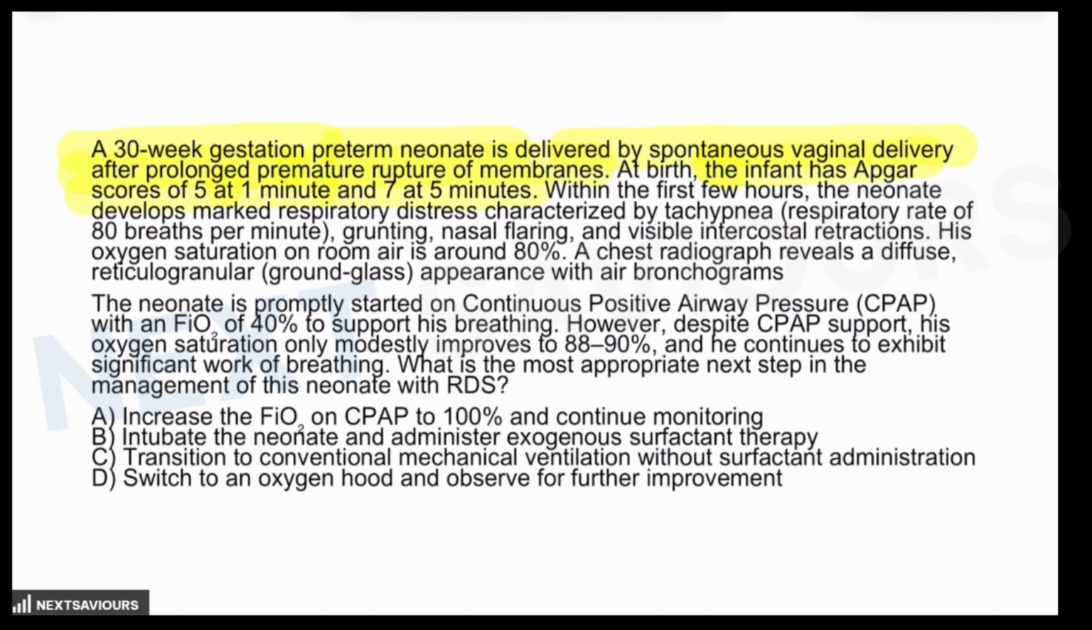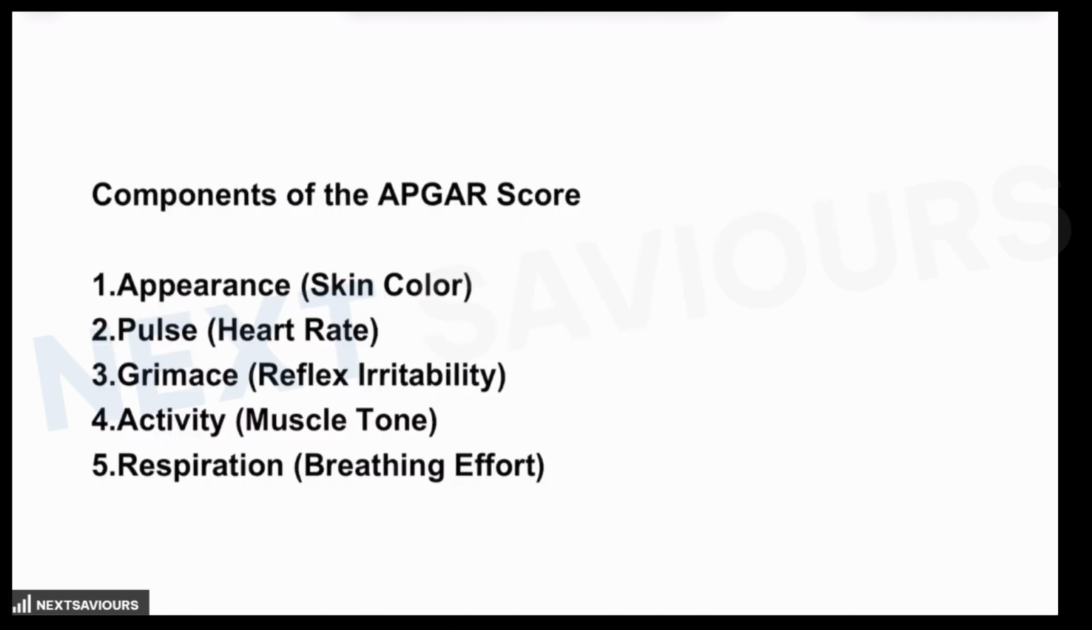The moment you recognize these two important components provided in the question, prematurity, that is preterm, and a low Apgar score. Now, all of you know the Apgar score is a rapid method used to assess the newborn's overall physical condition immediately after birth. The components of the Apgar score are skin appearance, pulse, grimace, activity, and respiration. Each of the five components is assigned a score from 0 to 2, with a total maximum score of 10.